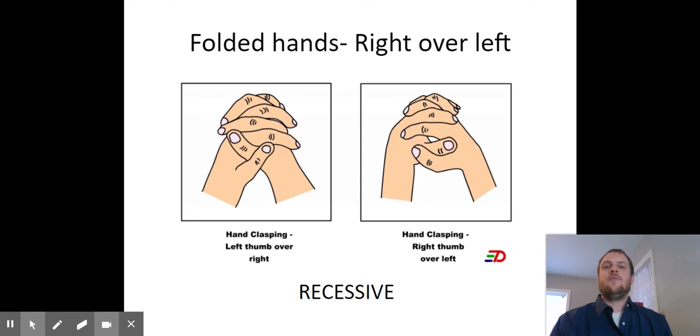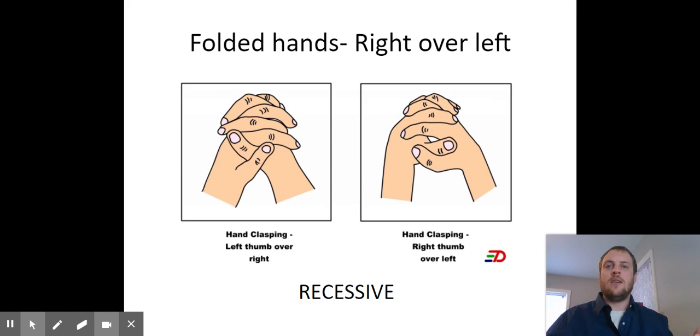And last one, if you folded your hands and interlinked your fingers, if your right thumb was over your left thumb, that is the recessive version or the recessive allele for this trait. So if you were left over right, like me, that would be the dominant version.